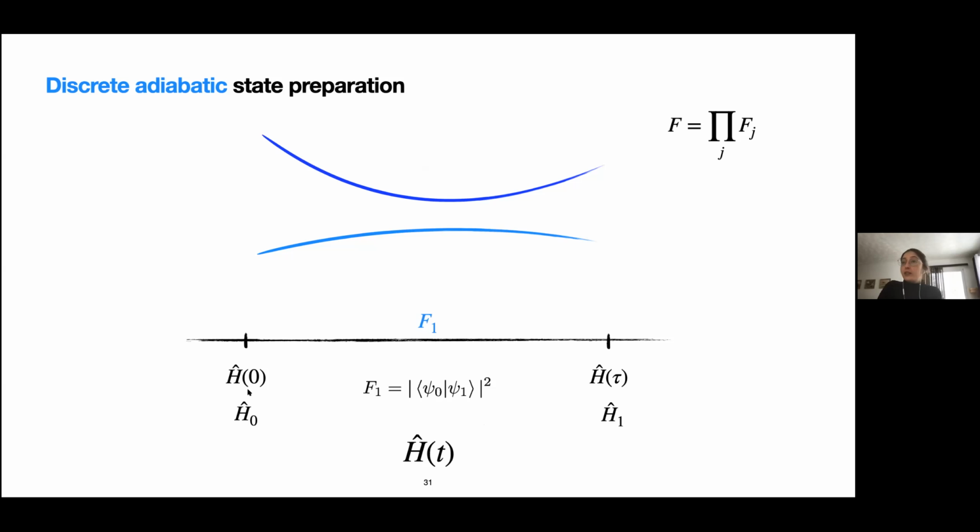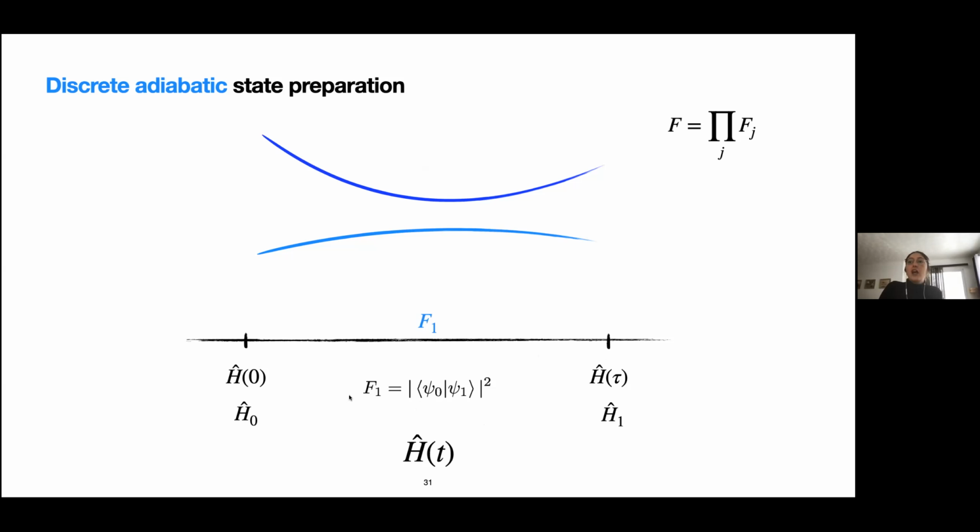calculating the probability of succeeding if we were to perform the algorithm in exactly 1 step. So let's say I start in the ground state of H0 and I try to find the ground state of my final Hamiltonian in exactly 1 step.